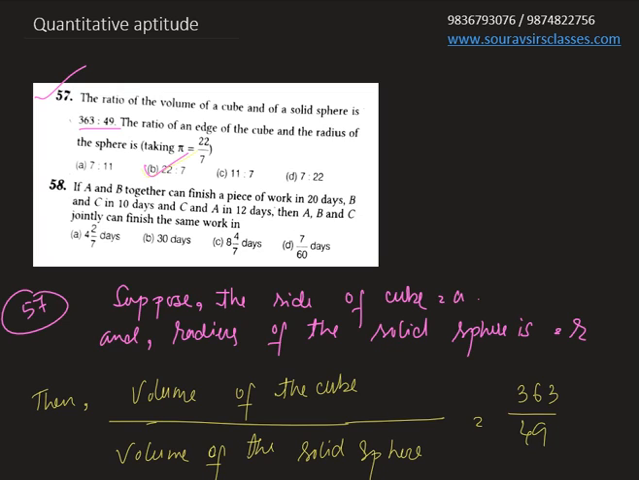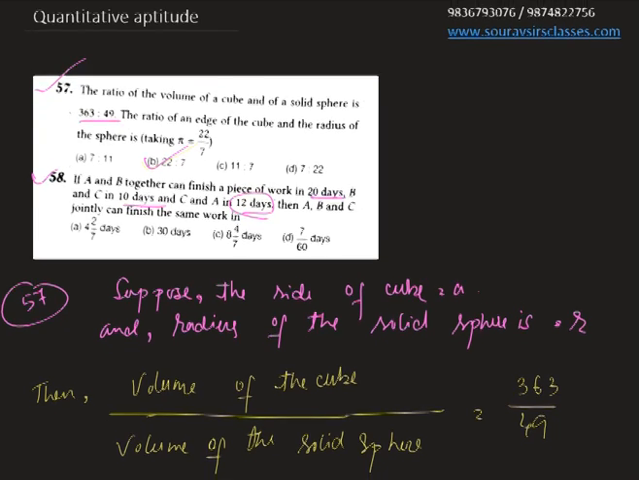Now let's see the next question. If A and B together can finish a piece of work in 20 days, and B and C in 10 days, and C and A in 12 days, then A, B and C jointly can finish the same work in how many days?